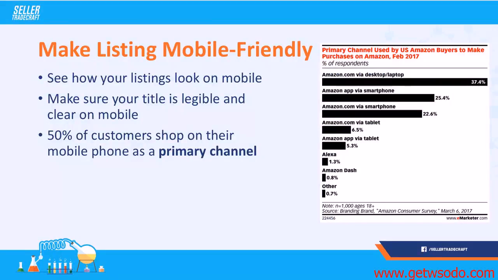Now that we've gone through every section that gets indexed, I wanted to go over a quick pro tip. One thing you want to always make sure of, and I've touched on this before, is the importance of being mobile friendly. If you look at this survey, you can see that nearly 50% of people shop on Amazon via their smartphone. So always, when you're looking at the copy, and I touched on this in the title, make sure your listings look good on mobile. Make sure that the important parts of the listing are in the beginning of the title so that you can see it. 50% of customers shop there as a primary channel.